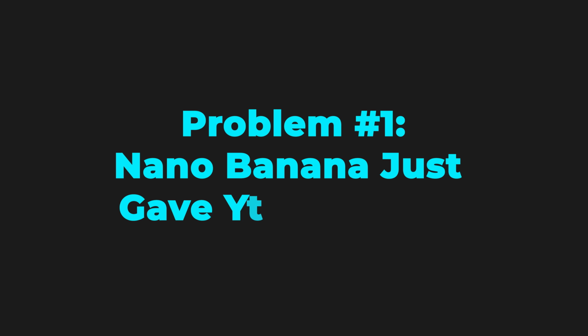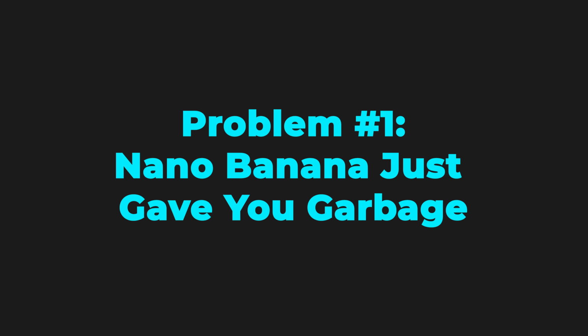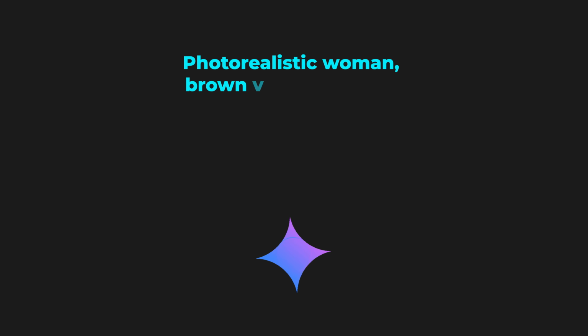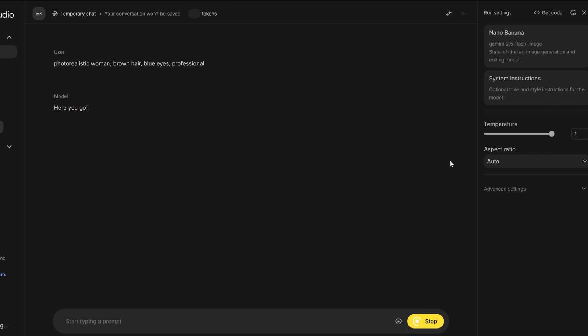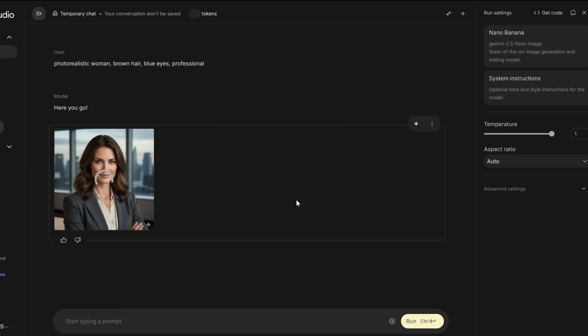Problem number one, Nano Banana just gave you garbage. So you type in your perfect prompt, photorealistic woman, brown hair, blue eyes, professional, and what comes back? Some weird distorted face that looks like it went through a blender? I've been there. Here's what's happening.